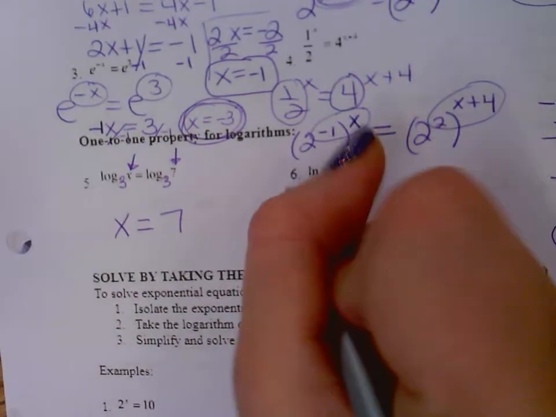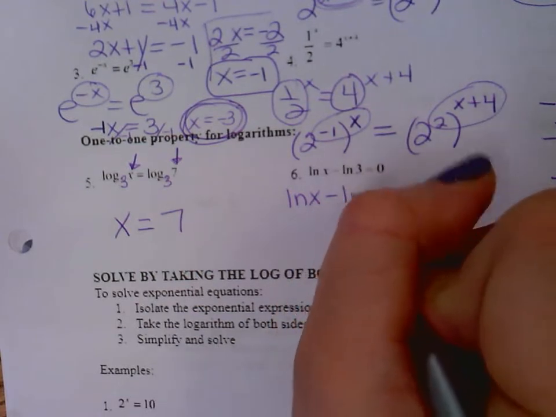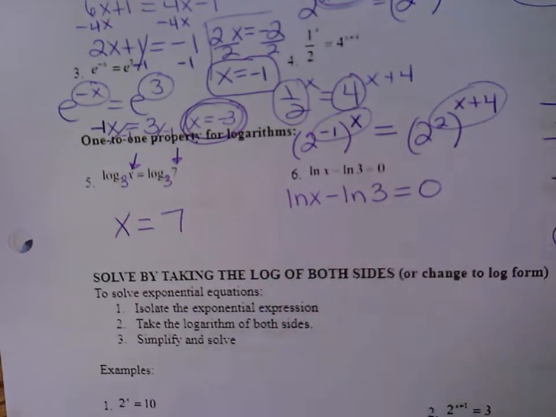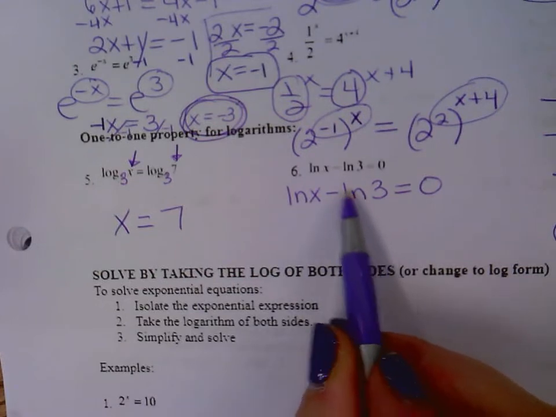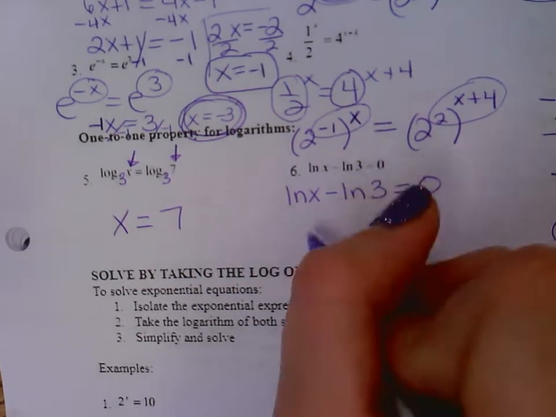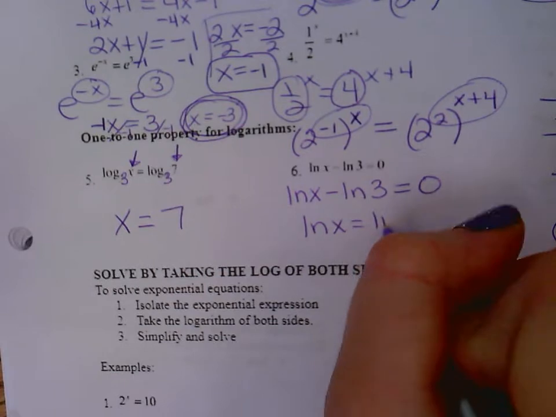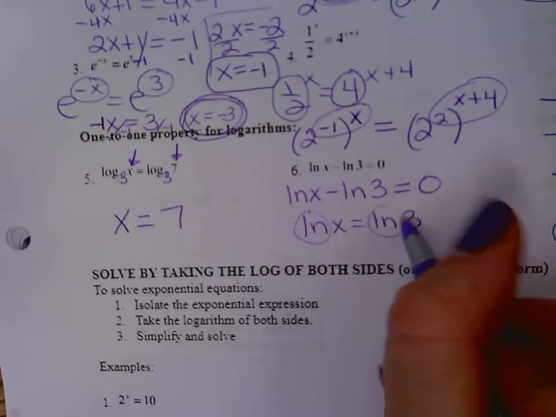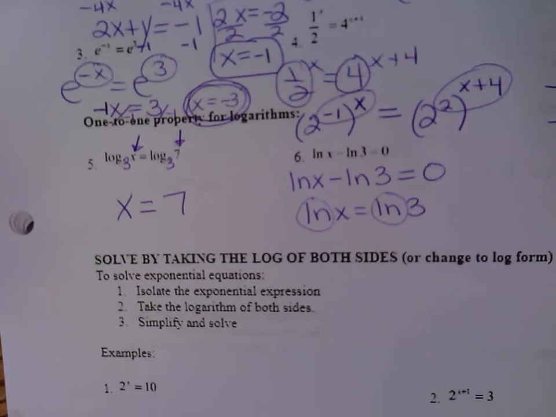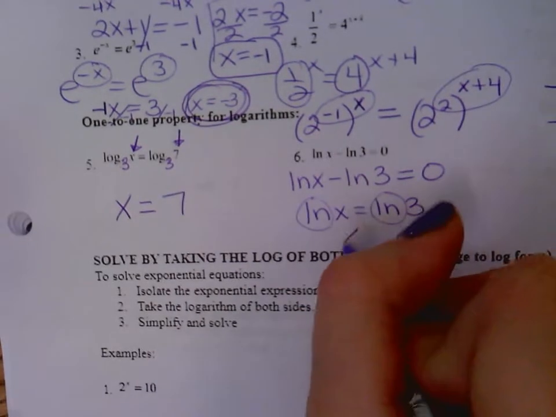And this one says natural log of x minus natural log of 3 equals 0. So what does x have to be to make this true? My first step might be adding this natural log of 3 to the other side. So if I have a natural log on the left and a natural log on the right, what do I know about x? X would have to be what for the one-to-one property to work? X would have to be 3.